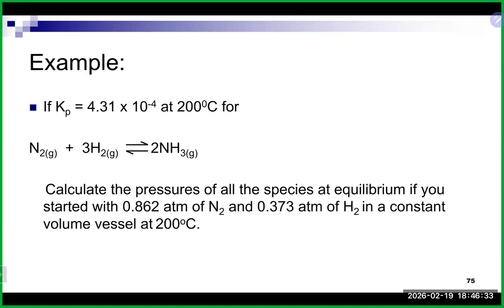All right, so let's try one last one to finish it up here for today. The Kp value is 4.3 times 10 to the minus 4. Calculate the pressures in atmospheres for each of these if we started with 0.862 atmospheres of N2 and 0.373 atmospheres of H2. So give it a go, see what you come up with here.